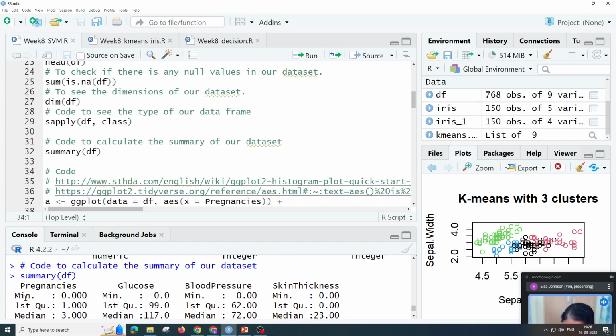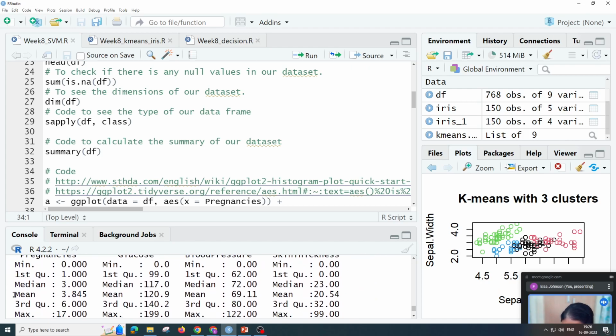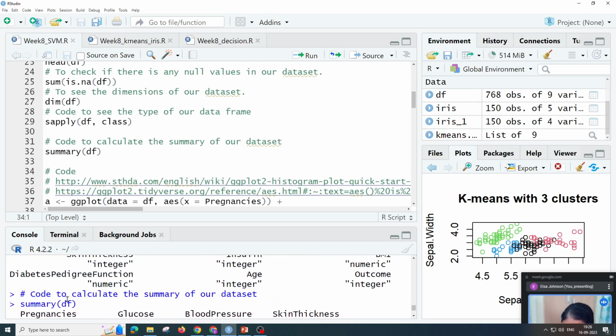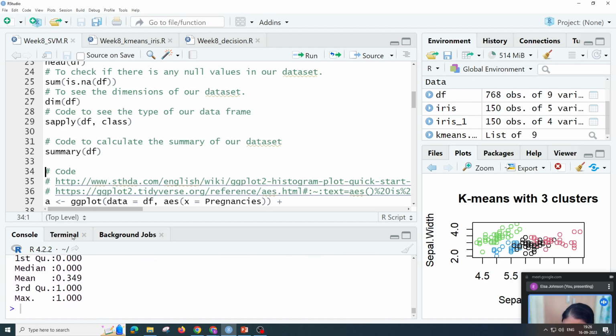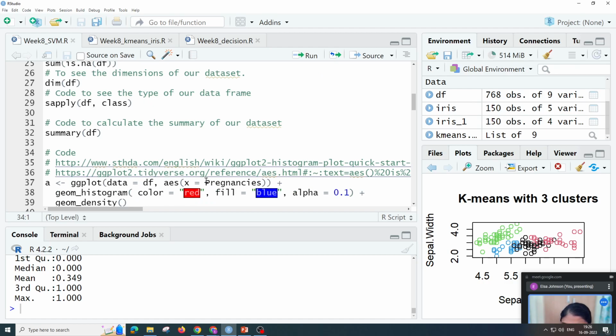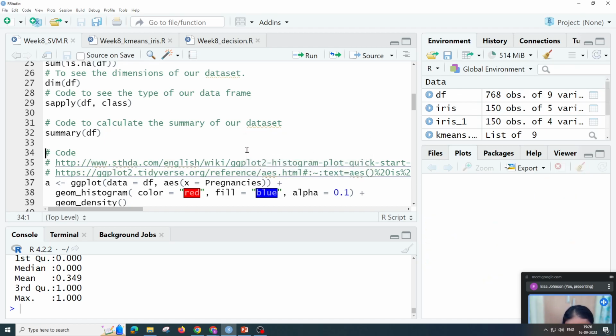The minimum value, first quartile, median, mean, all this you have seen in the last lectures, so I don't think it's required now. Initially, you can take this as a case study. This is to classify whether a person has diabetes or not depending on the data given for all these different columns.